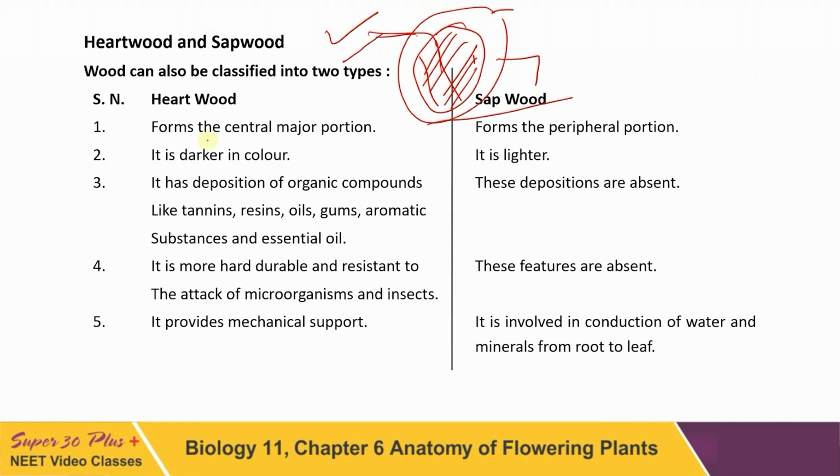That is, we can differentiate heartwood and sapwood. Heartwood is the central, major portion of any dicot stem, while the peripheral portion is made up of sapwood. The heartwood is darker in color, and the sapwood is lighter in color.